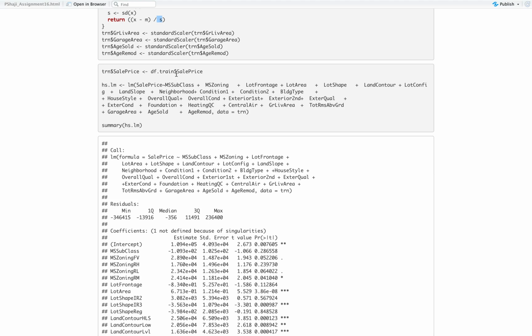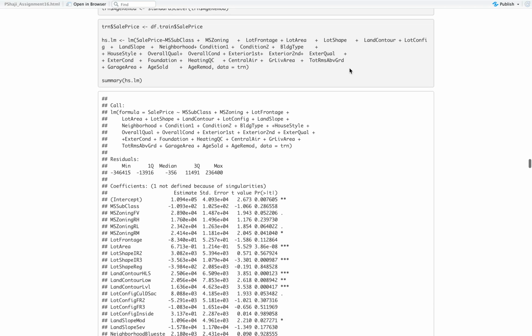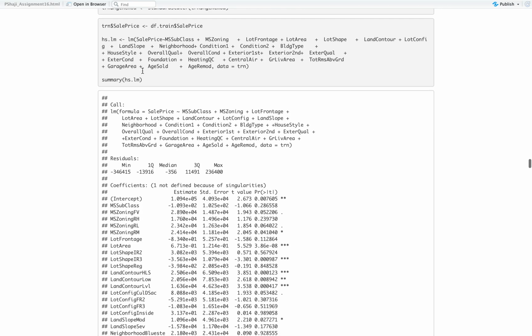I load the sale price of my training data set and then I create a histogram. I create a linear regression with all those variables. We can see it as the sale price versus the subclass, the zoning, frontage, lot area, lot shape, etc. And then I also generate a summary of my linear regression.